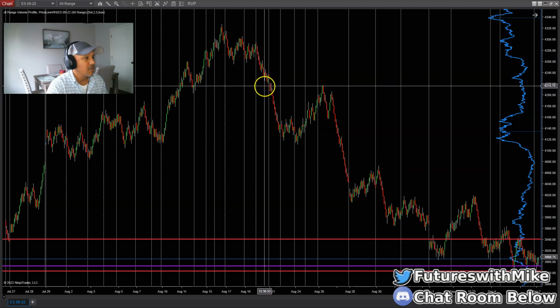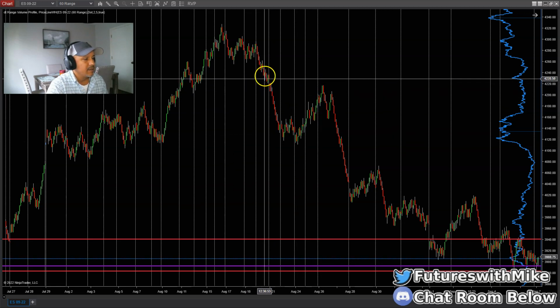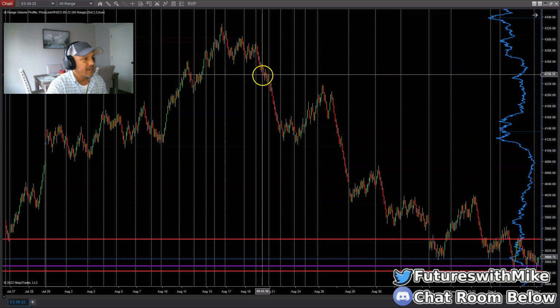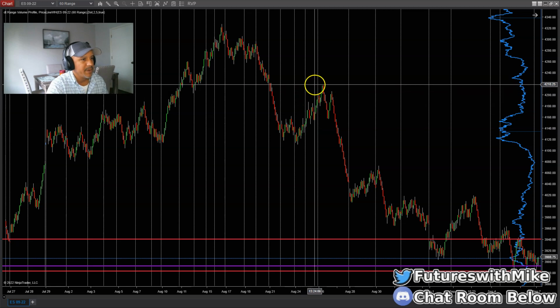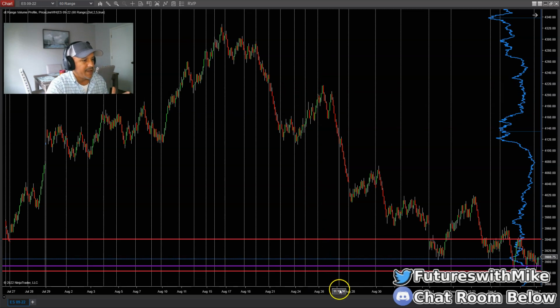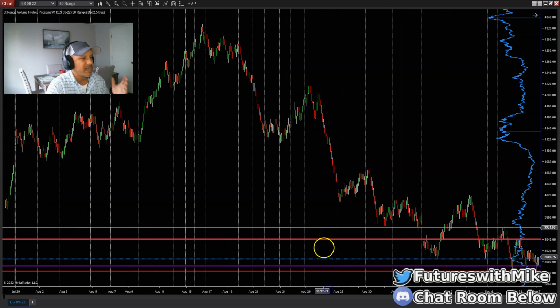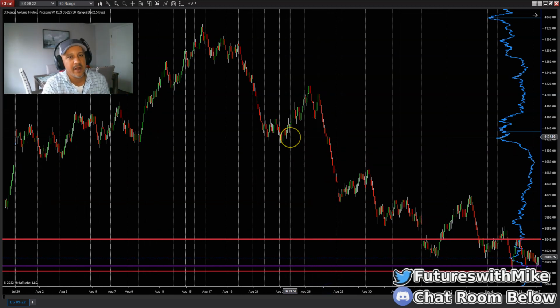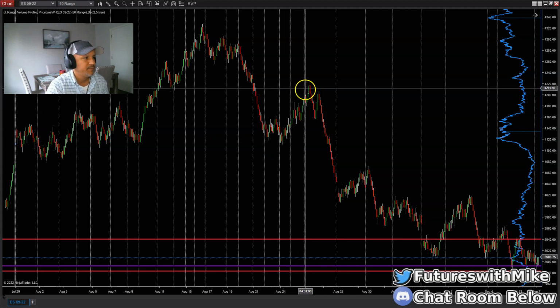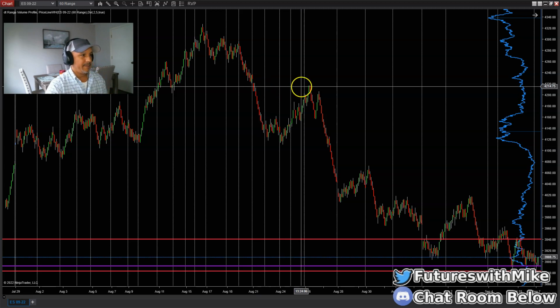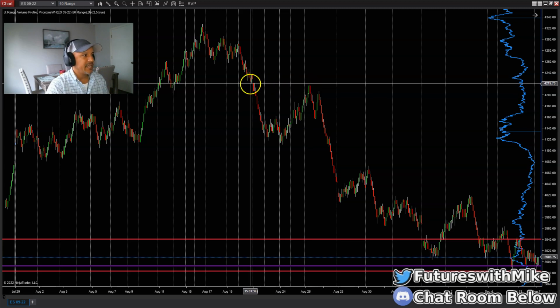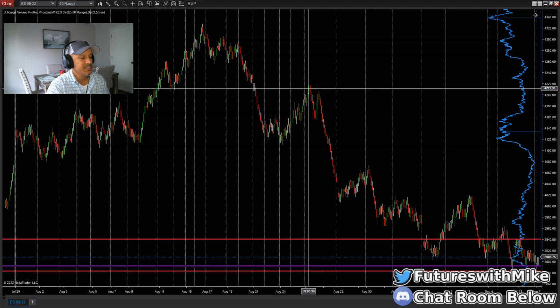Price pulls back, comes to this area right here. This area here is where price broke structure to the downside. It pulls back to that area right there. So basically what you have is price setting up for a new area of supply, because it pulls back to an area some people will call resistance. But it pulled back, rejected this area right here.